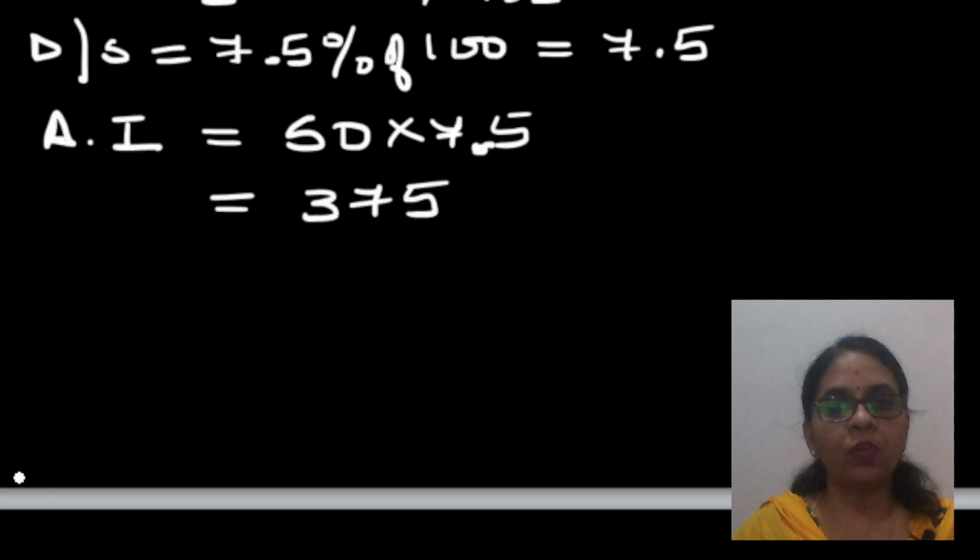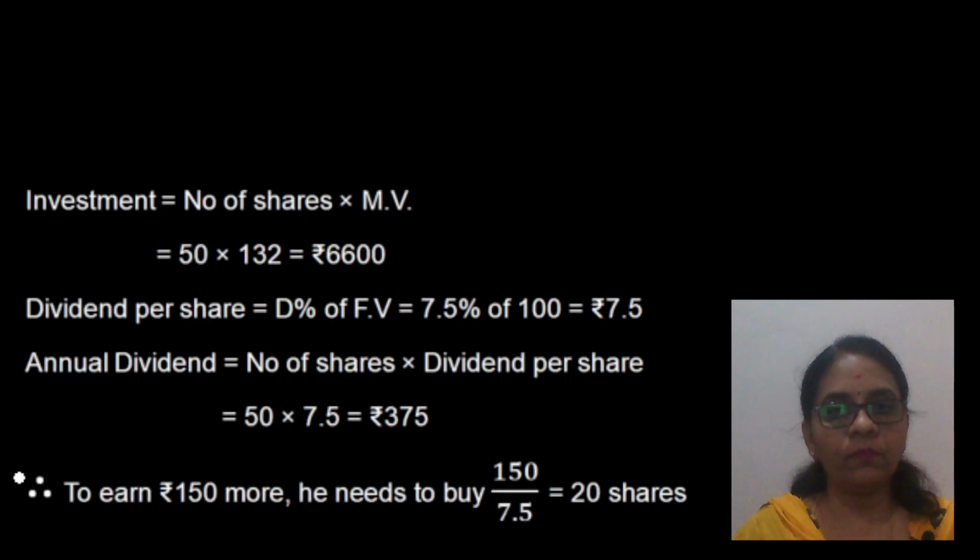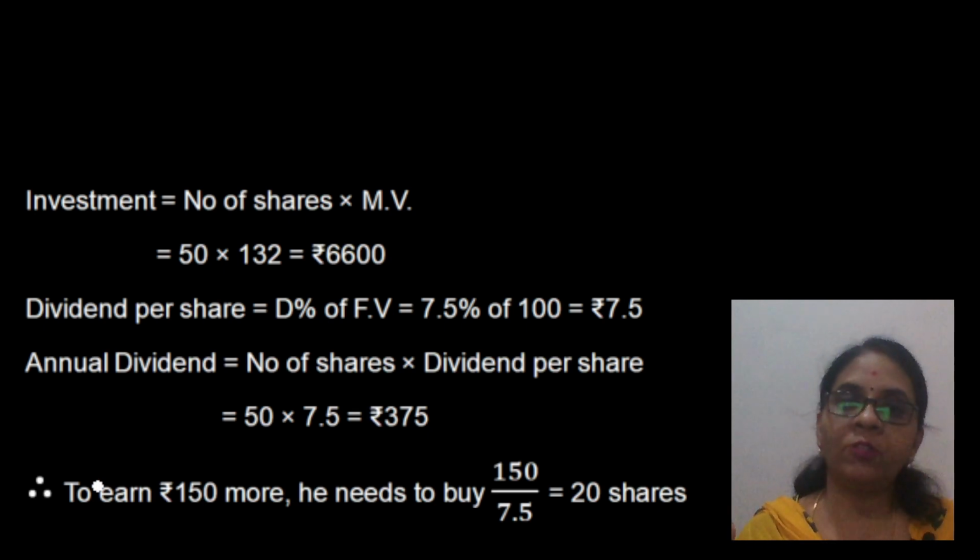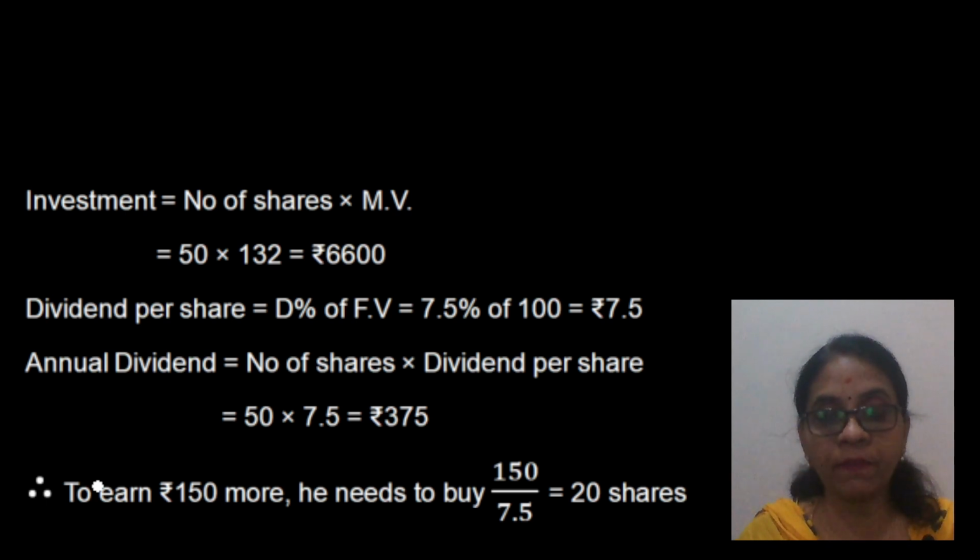So I'll just show you all the solution. Yeah, this is the solution. His initial investment 6,600, which is nothing but number of shares into market value. D per share is 7.5, annual dividend is 375, and to get that 150 more as his annual income, he needs to buy 150 by 7.5. Okay, that's with this question.